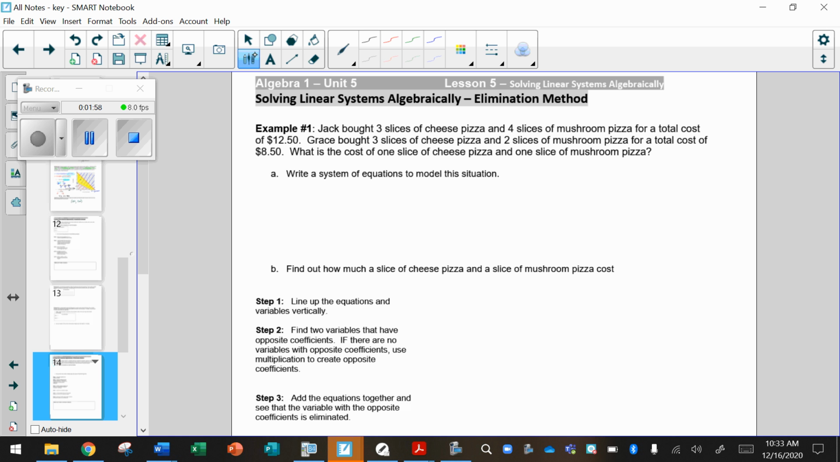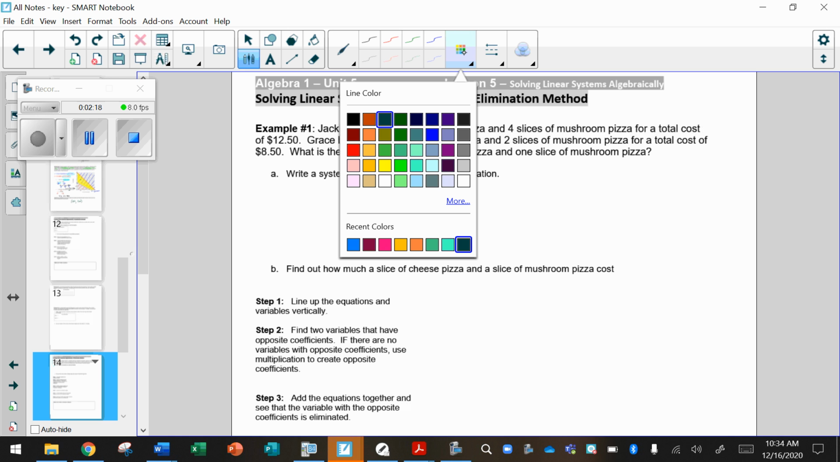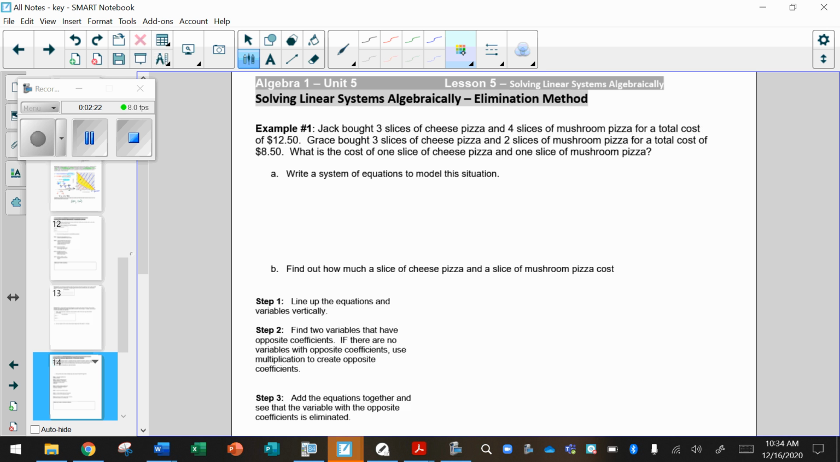So we have to use variables to represent the cost of a cheese slice and the cost of a mushroom slice. You're welcome to use X and Y. If the question tells you what letters to use, you have to use those letters. If it does not tell you what letters to use, you can use whatever letters you want. You just have to tell the reader what the letters stand for. So let's keep this easy.